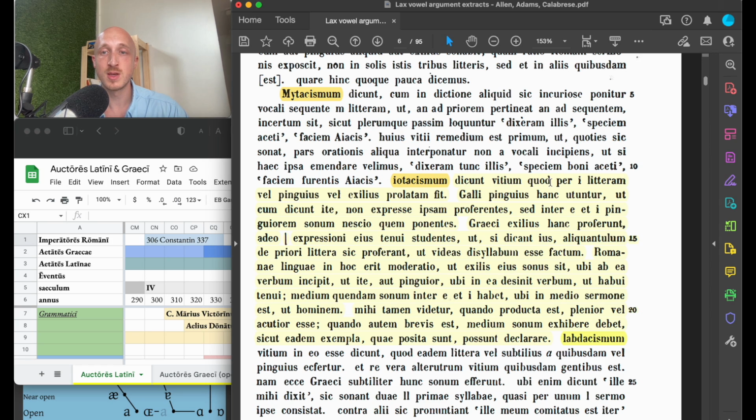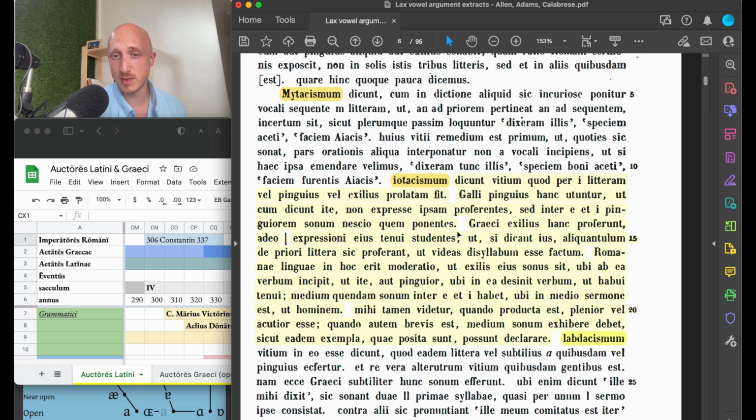"Iotacismum dicunt vitium, quod per illiteram, vel pinguius vel exilius pro latam fit." So ioticism is when the letter I is either too fat or too thin. That's essentially the meaning of this terminology. Exilis has a sense of thinness, and pinguis has a sense of fatness. That is what they mean. "Galli pinguius hanc utuntur, hanc not hac, interesting, ut cum dicunt ite, non expresse ipsam proferentes, sed inter e et I pinguiorem sonum nescio quem ponentes."